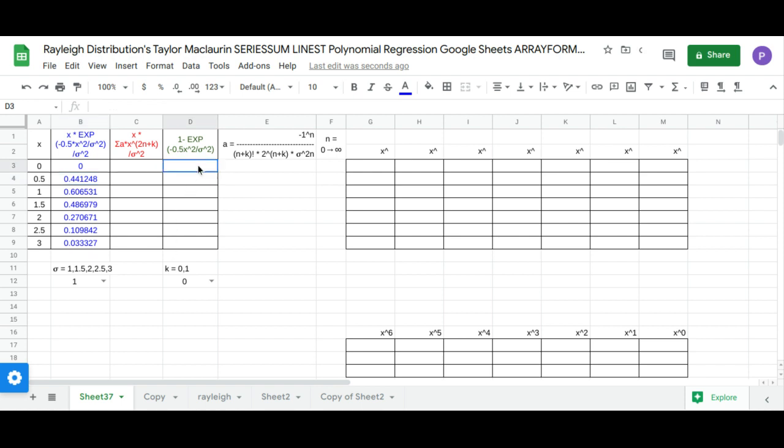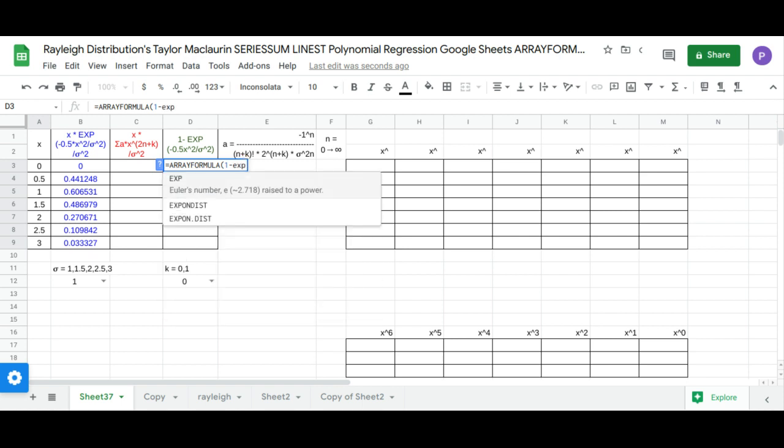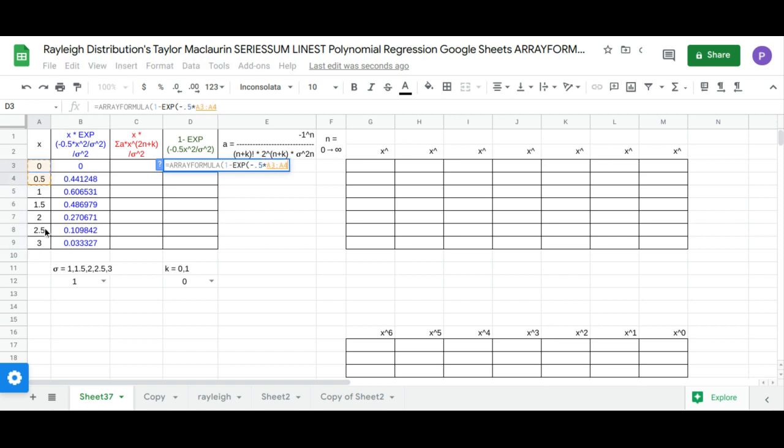And we continue with the cumulative distribution function, which is our formula 1 minus e to the power negative 0.5 times x squared. So x raised to the power 2 divided by the quantity sigma squared. Sigma raised to the power 2. And we close the exponent.